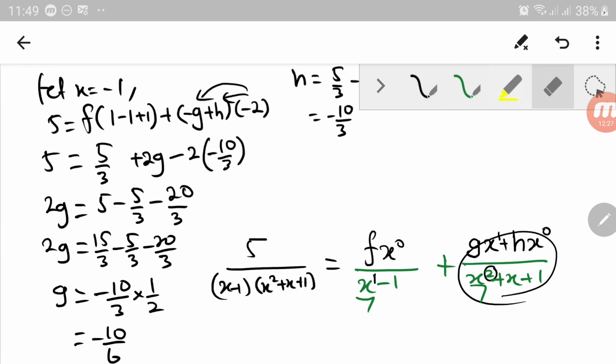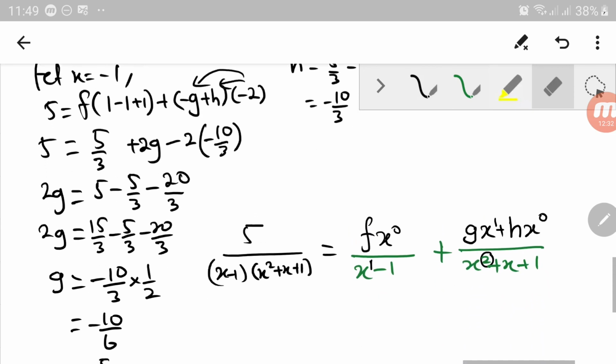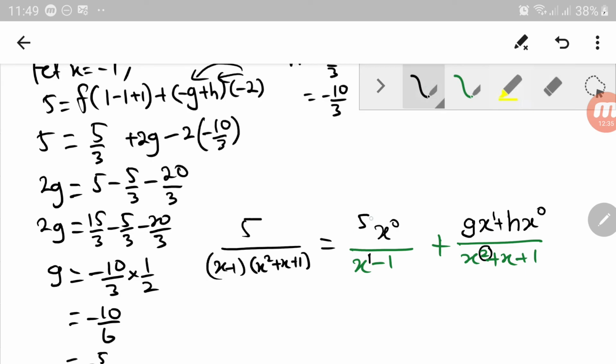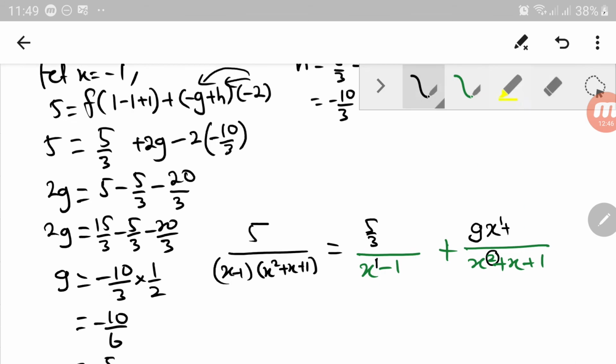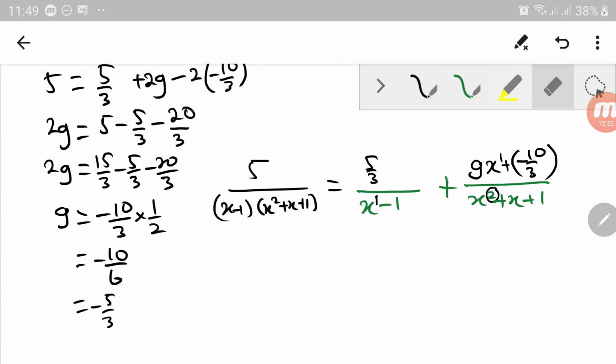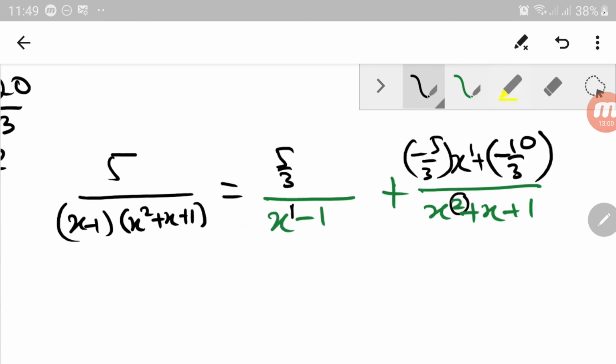So I erase all this. Now, f is 5 over 3. Then h is minus 10 over 3, h is minus 10 over 3, and then g is minus 5 over 3, minus 5 over 3, in brackets. Now I zoom in here so we can see clearly: 5 over 3, bring down, bracket, everything.